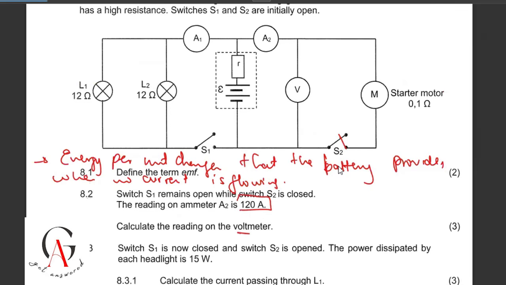Now we know that V is given as IR. Our current is 120. The only resistor we have is this motor, which is 0.1. So this gives us 12 volts.